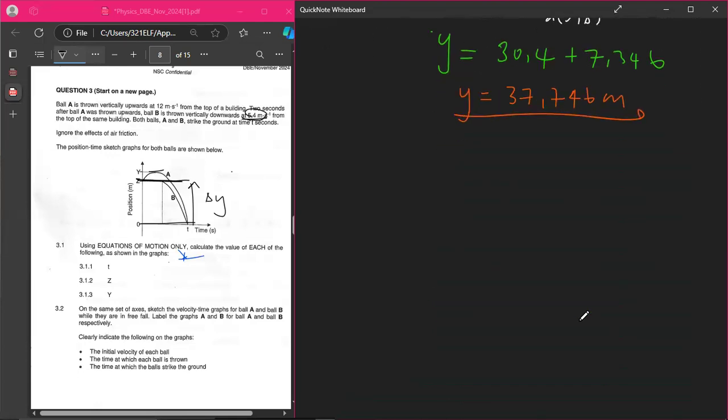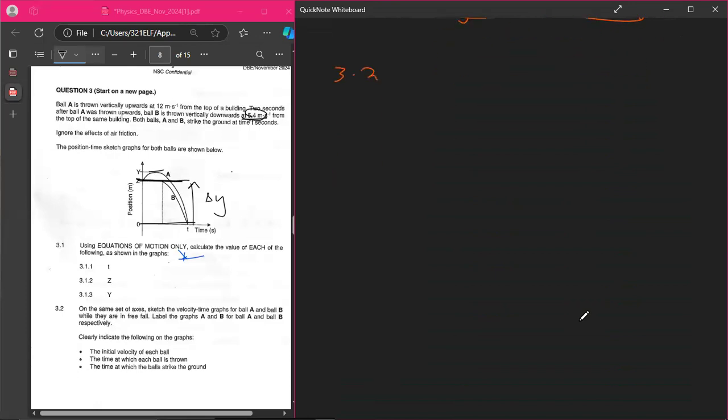Next one up, we're going for 3.2. We are sketching the graph. On the same set of axes, sketch the velocity-time graphs for ball A and ball B. So for the velocity-time graph, we have velocity on the vertical axis and time on the horizontal axis. Velocity is in meters per second, and time is in seconds.